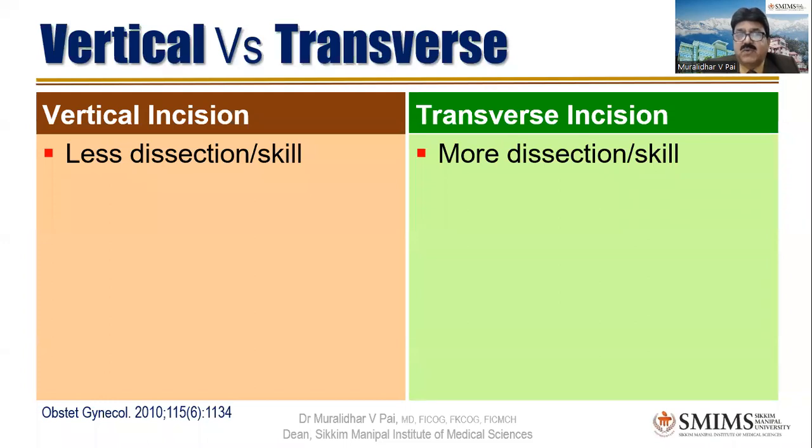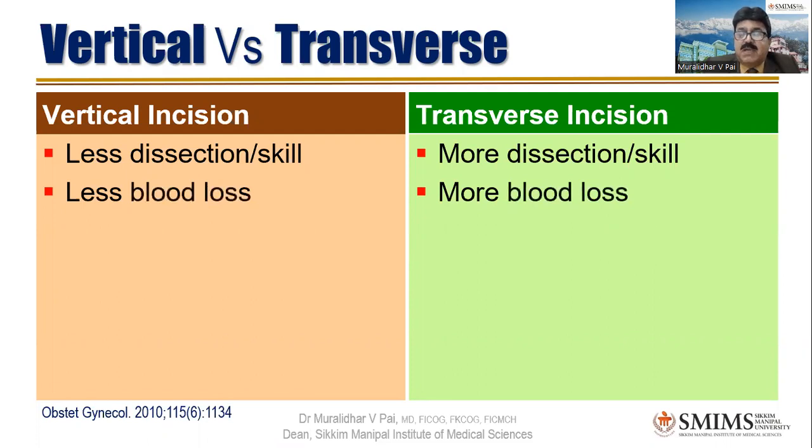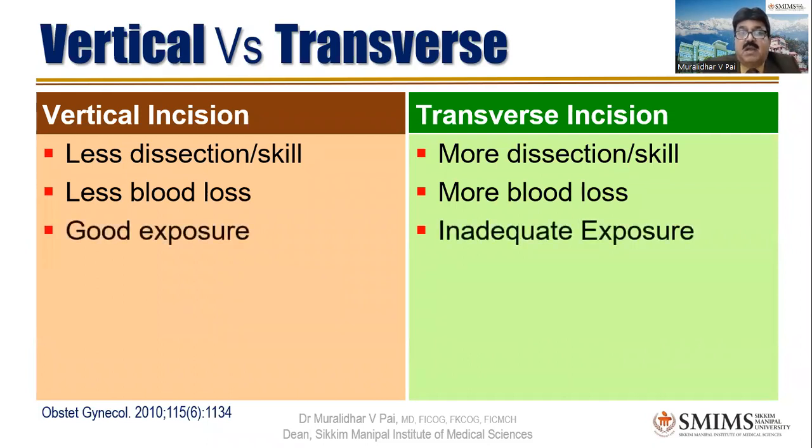That's why the bleeding also will be more, especially on the lateral sides. You will be coming across the inferior epigastric vessels. There is less blood loss in the vertical because in the midline, as I said earlier, there's hardly any blood supply, as all are almost like end arteries in the abdominal wall, whereas there is more blood loss in the transverse incision.